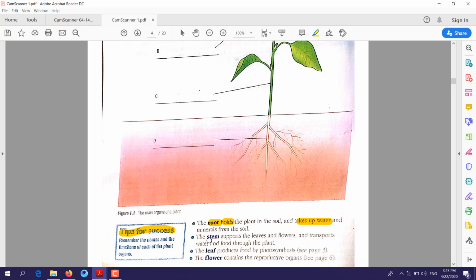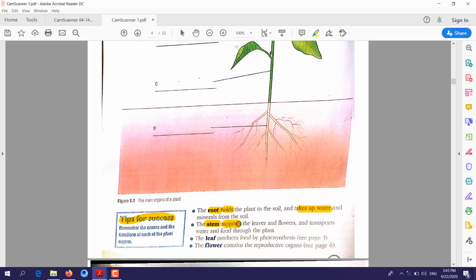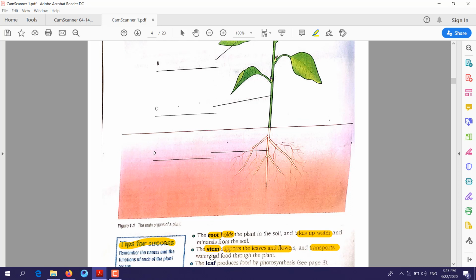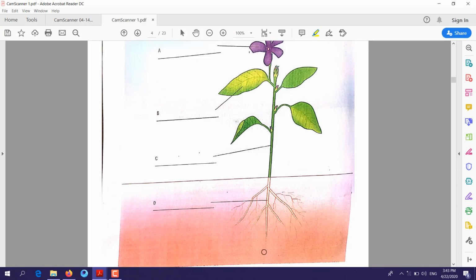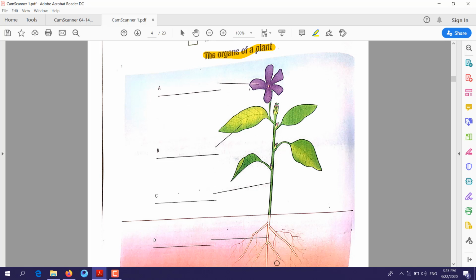Then, number 2, stem. The function of stem is to support the leaves and flowers, and also it transports water and food through the plant. How's that? When the roots absorb water and minerals from the soil, this water and these minerals are transported into the stem. Now, the stem will send this water and minerals to the leaves and flower.